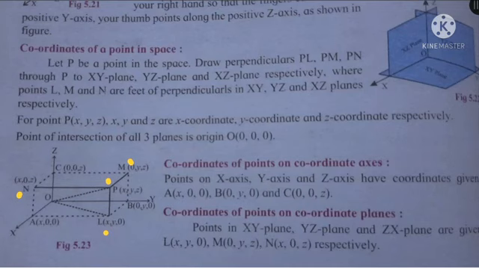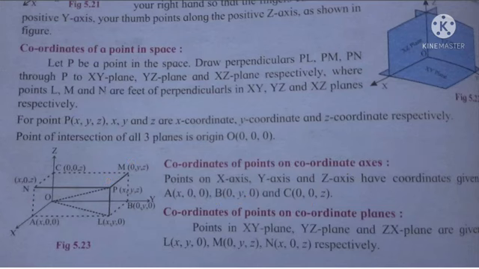So, coordinates of points on the coordinate axes. A point on the x-axis has coordinates x, 0, 0. A point on the y-axis has coordinates 0, y, 0. A point on the z-axis has coordinates 0, 0, z.